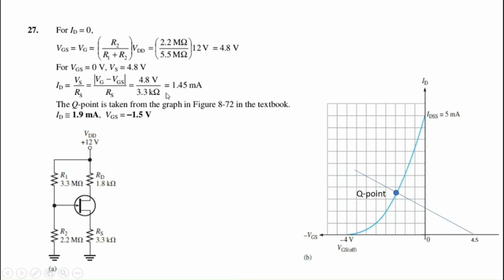So that means 0 gate source voltage at 1.45 milliamps of drain current. Using these 2 points, you can actually draw the DC load line. When you draw your DC load line on the same axis as your transfer characteristics curve, the point where the two graphs intersect is your Q point. So your Q point is ID approximately equal to 1.9 milliamps and VGS equal to negative 1.5 volts.